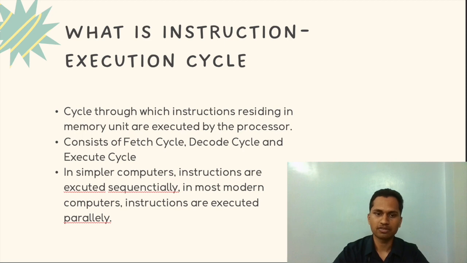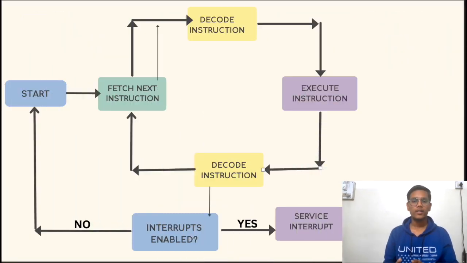In simpler computers, instructions are executed sequentially. In most modern computers, instructions are executed in parallel. According to the memory address, the instruction bit is fetched by giving access to the memory unit to send the instruction bit, stored in the instruction register. In the decode cycle, instruction bits in the instruction register are decoded and operands are decoded. This means the instruction bit in IR will tell you which register stores what and what ALU operation is being performed.